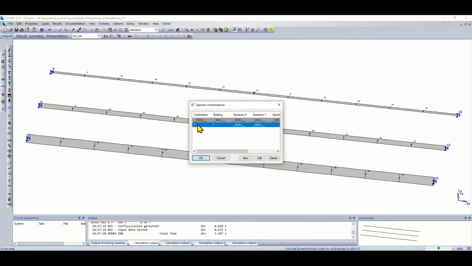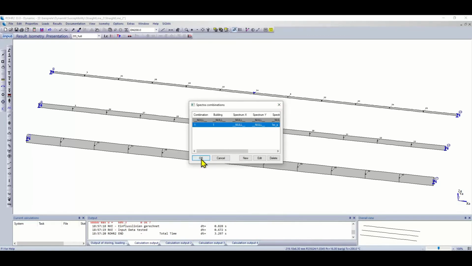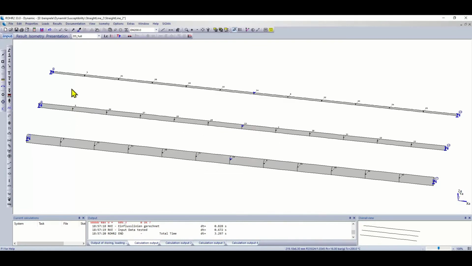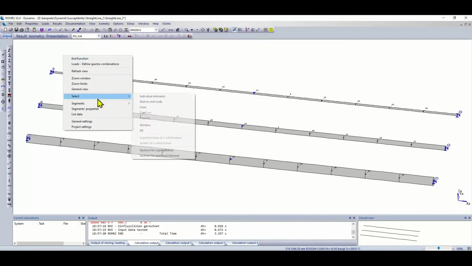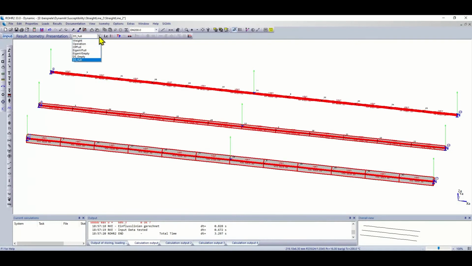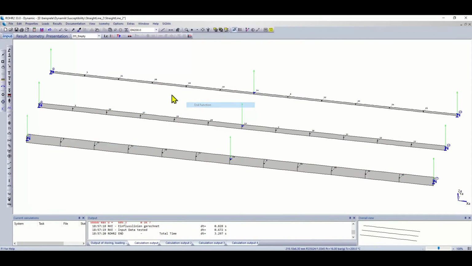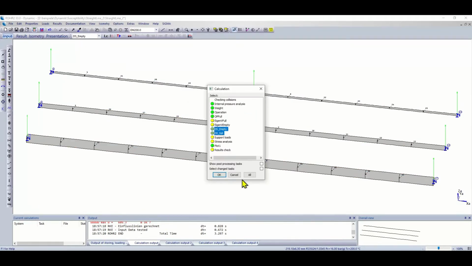I will use the same spectrum in the combination. So I will create a new combination in which I put the vertical spectrum and the other direction. Let's keep it empty here, because I only want to look in the simple direction. Now I have to select my system, and I have to apply this spectra combination to all the supports. I will do the same thing for the empty case here and apply the spectra. And now I can run the calculation to check the results.